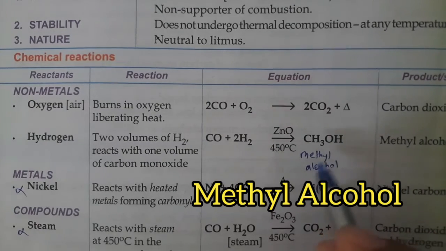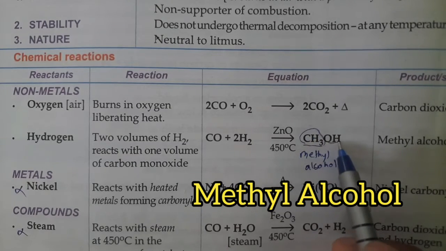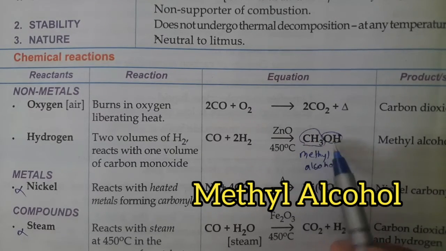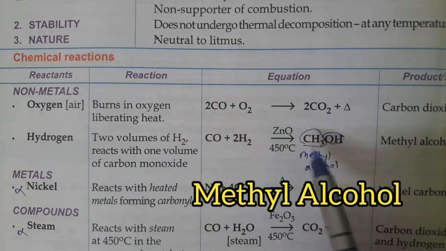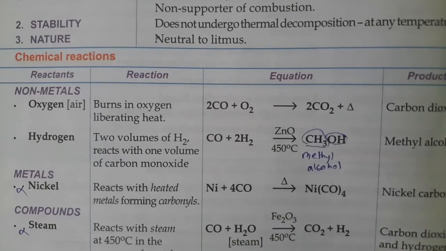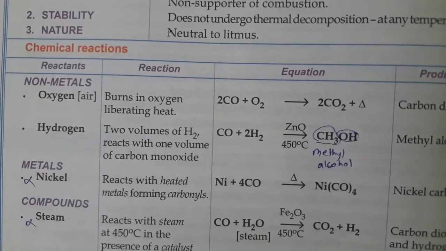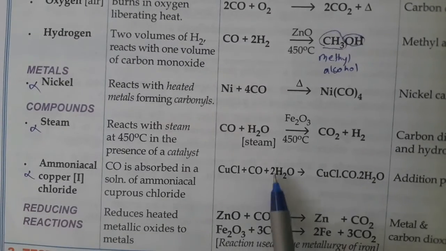So you can remember it this way. This CH3 is referred to as methyl, OH means alcohol, so we call it methyl alcohol. So when carbon monoxide reacts with hydrogen, what you get is methyl alcohol, and the catalyst used is zinc oxide. So do remember this. Now the reaction with nickel, no need to study, you will study it in a higher class. Even no need to go into this reaction.